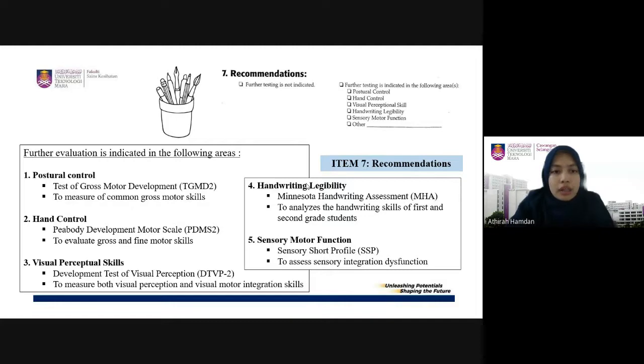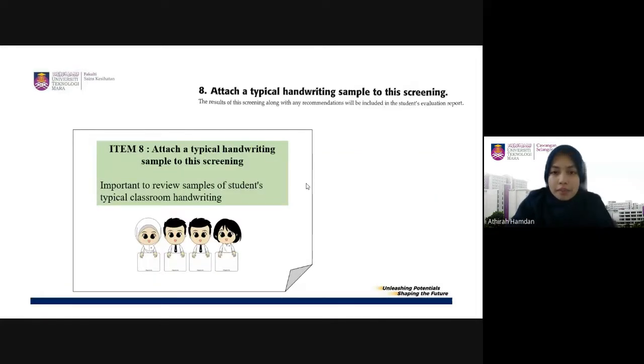Alright, we move to last item. Lastly, item 8 is which is attach a typical handwriting sample to the screening. This is important to review sample of student typical classroom handwriting. Dekat sini item A ni dia just bagi tahu untuk semua apa yang budak tu buat, termasuklah yang task untuk gunting tu mesti dah separate kan daripada tu. So benda tu kita akan kumpulkan dan kepilkan sekali lah untuk interpret nanti. Alright, next.